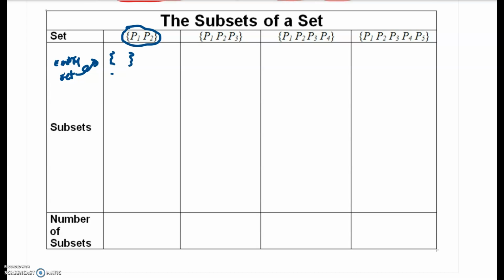In addition to the empty set, we take each element here, and each element can be its own subset. In addition to each element being its own subset, we can take the entire set and call the entire set a subset of that initial set. So now we just count them up: 1, 2, 3, 4. There are 4 total subsets.